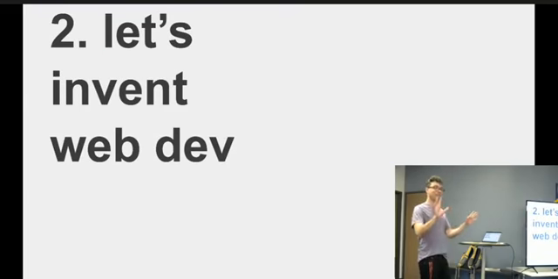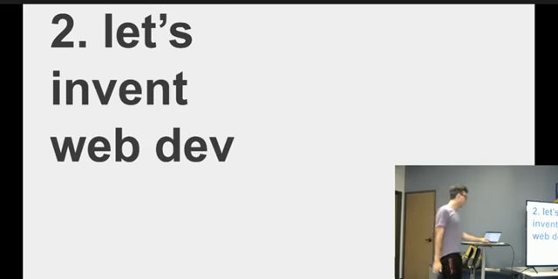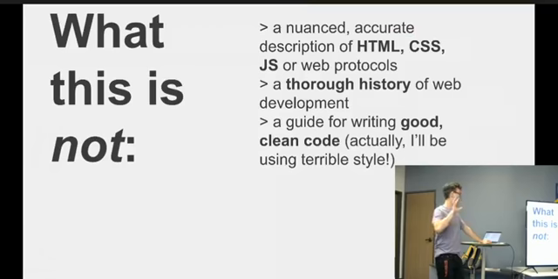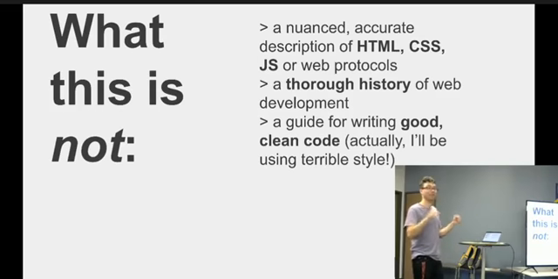So this closes the portion of the talk where I talk at you, and now we're going to start to actually make it more interactive and code together. So for this next section, we're going to take this fundamental problem that we described here and build up web development from scratch. To do that, I want to first clarify what we're about to do is not. It's not going to be an accurate, detailed description of HTML, CSS, and JavaScript. It's not even going to be a thorough history of web development or how web development fully works. And it's not even going to be a guide for writing good, clean code.